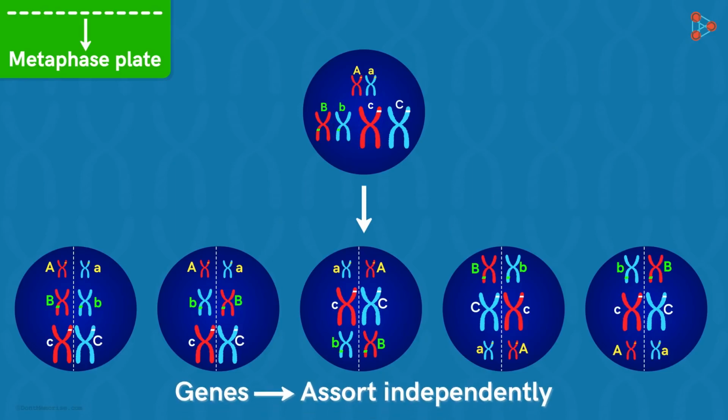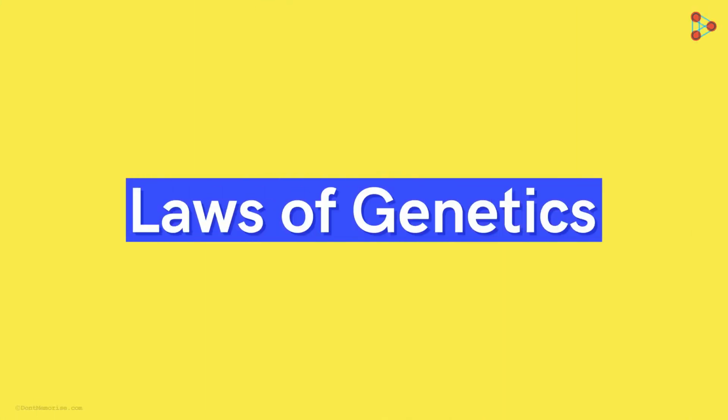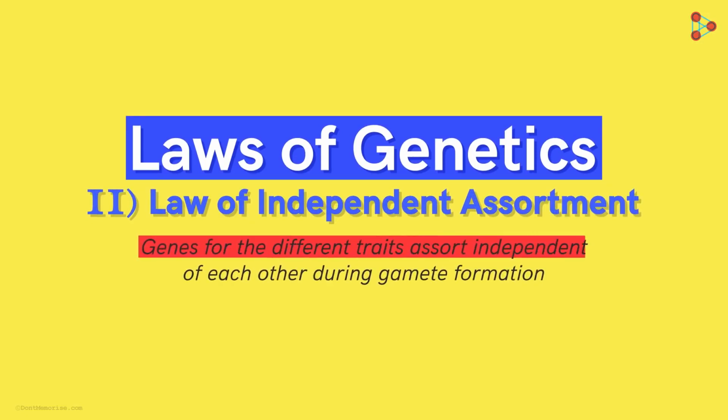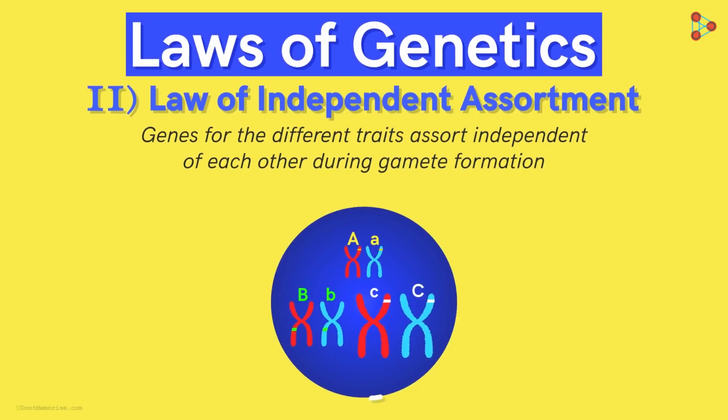This is exactly what Mendel had to say in his second law of genetics. It's named the law of independent assortment. The law says that genes for the different traits assort independent of each other during gamete formation. Let's understand this with the help of this cell. The first part says genes for different traits.